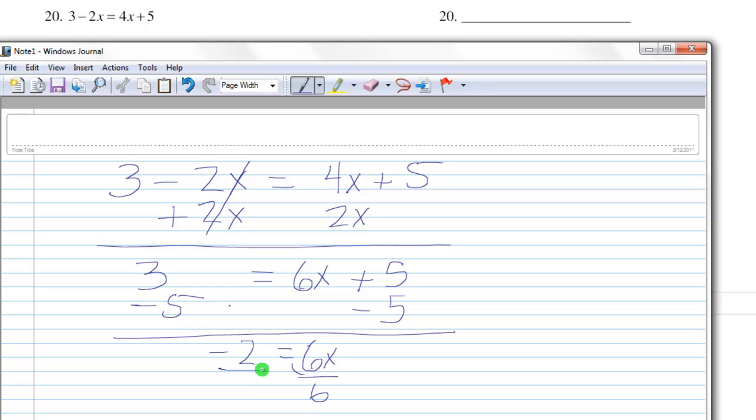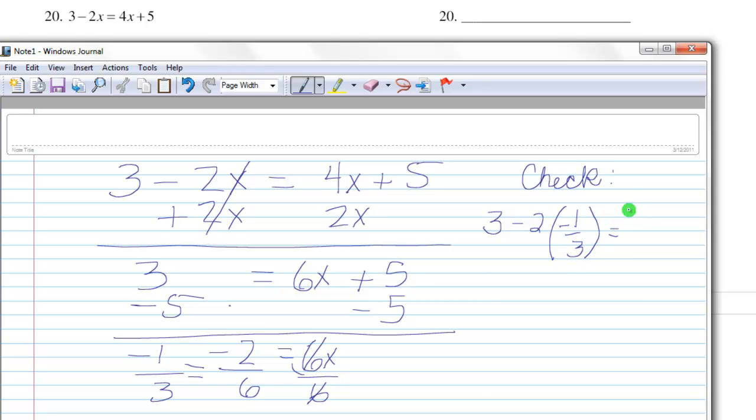Now we have to divide by that 6 so that we can reduce and just get x on the right. And -2 over 6 reduces. These are both even numbers, so I get -1/3. Now we have to check that, and that's us checking a fraction, so don't worry about that. Just substitute in to our original problem.